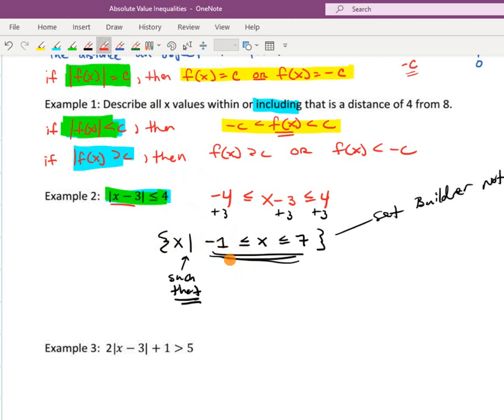So let's use interval notation. Because that's equality, I'm going to have a bracket here on negative 1. Because that's equality, I'll have a bracket on 7. And that's a more concise way. Some of you on your quiz solved the inequality and then wrote your answer in that way. But in the instructions it says use interval notation.